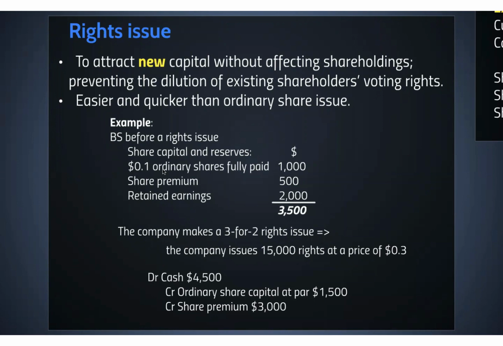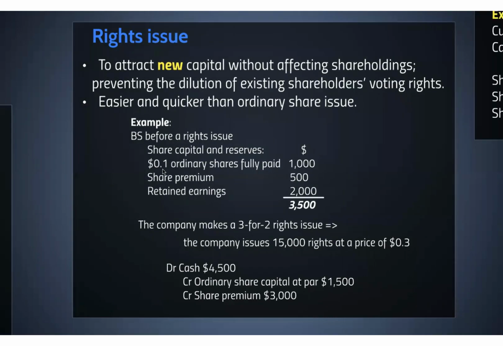And we have to increase the share premium account by the difference between the cash received, the issue price, and the nominal value of shares. In our case, this is 3,000. That would be the entry.